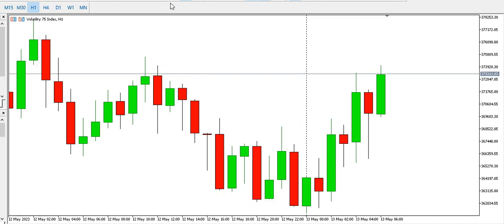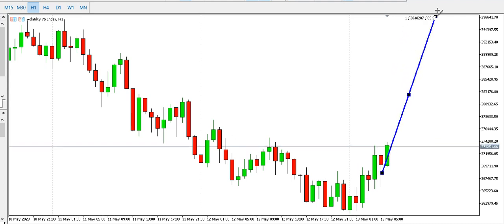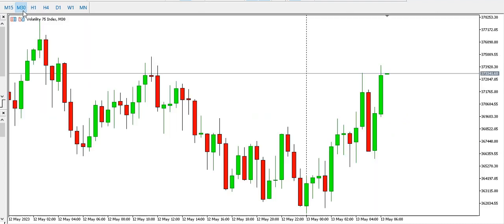Currently it's still a retracement. It's a retracement right now. Let's see if the retracement will end up as a reversal. Only time will tell. Okay, moving on, let's go to the 30 minutes time frame.